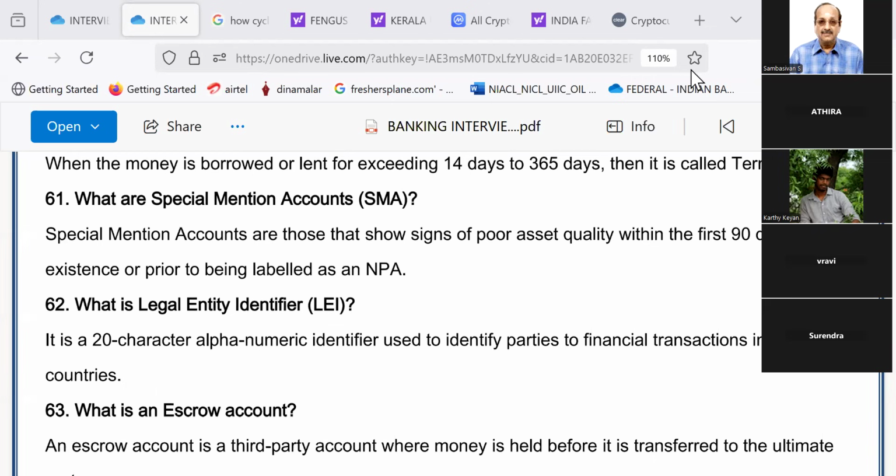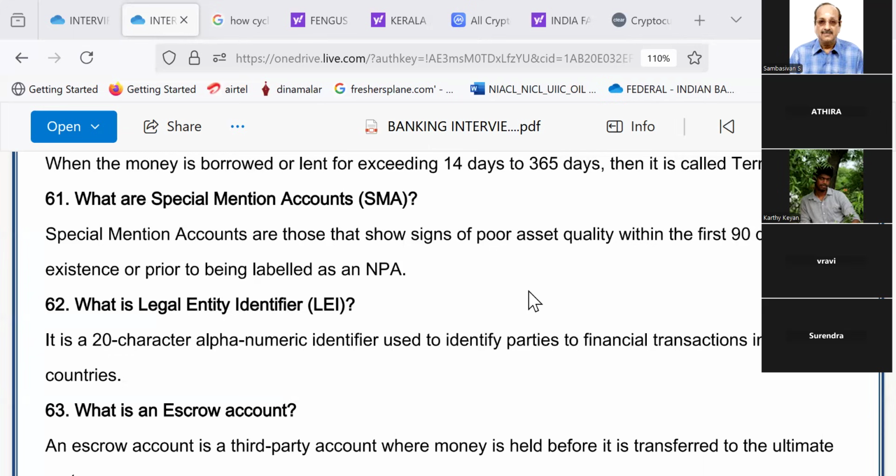So what are the special mention accounts? Special mention accounts are those that show signs of poor asset quality within the first 90 days of their existence or prior to being labeled as an NPA. See, you all know only about NPA. NPA means an account where the installment or the interest due has not been repaid for a period of 90 days from the due date. That only you know. But slowly another concept has come, known as special mention accounts.